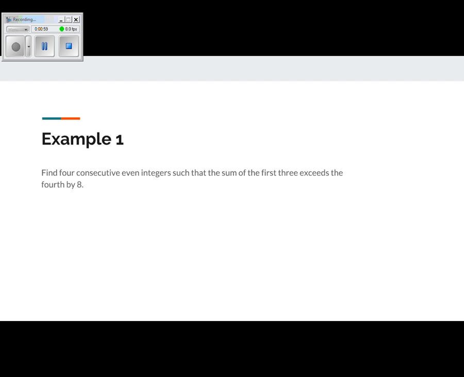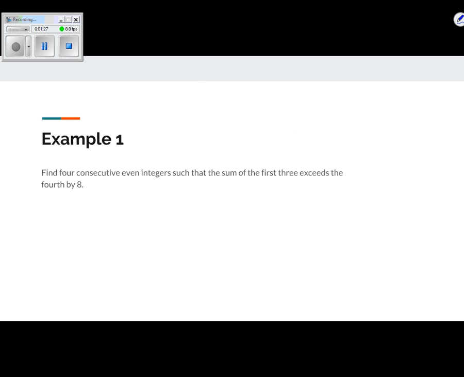Okay, so my first example I want to work today is: find 4 consecutive even integers such that the sum of the first 3 exceeds the 4th by 8. So making sure I understand this problem, I'm just looking for 4 numbers that meet this criteria. So my answer is going to be 4 numbers. So first thing I'm going to do is find out what x is. I want to set x equal to something. X is what I'm looking for.